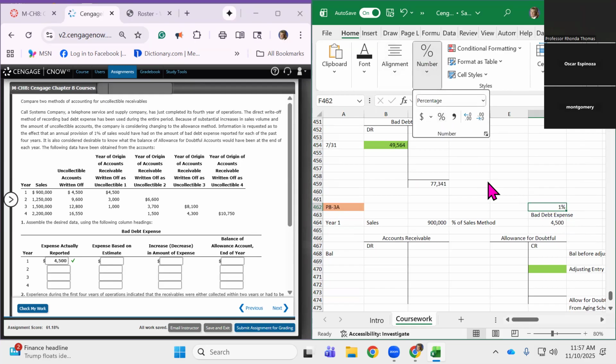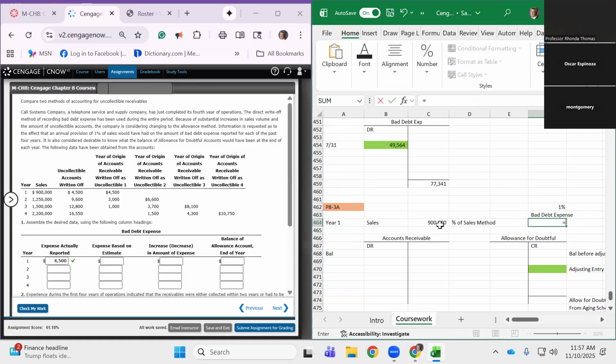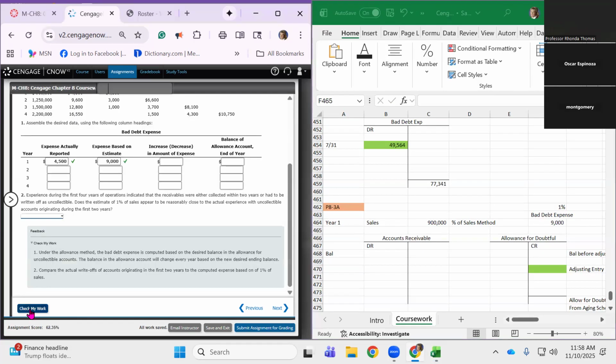This is a new one for me as well. So 1% times sales. If we did an estimate instead of just what we directly wrote off, it should be $9,000. Let me see if I'm following along. Yes. So what's the difference? The difference between the actual amount they wrote off and the new estimate is $4,500. Okay, so the balance of the allowance account at the end of the year.